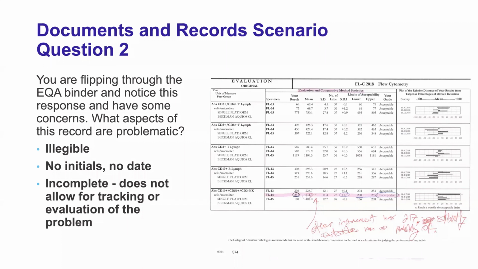And it's incomplete. There's no information here about how the testing was done, what sort of steps were taken to evaluate the problem. It's very incomplete. One aspect of records that's really important is that it be complete, a reflection of what you did. If you can't tell from the record what exactly was done, then it's an incomplete record.